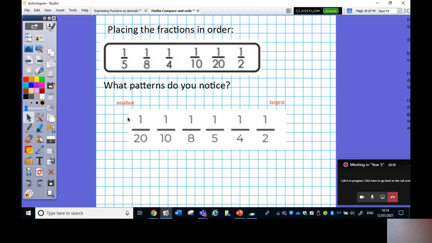So half is bigger than 1/20th. So it seems that the larger the denominator, the smaller the value. The smaller the denominator, the greater the value of the fraction. This only is the case when all of the numerators are the same. Well noticed, everyone. Okay, now for your independent task.